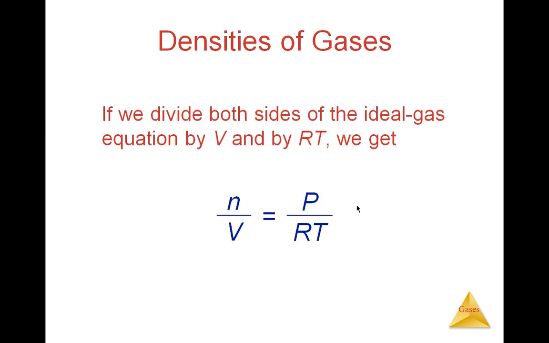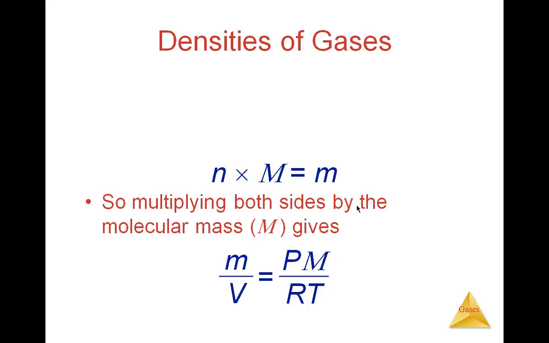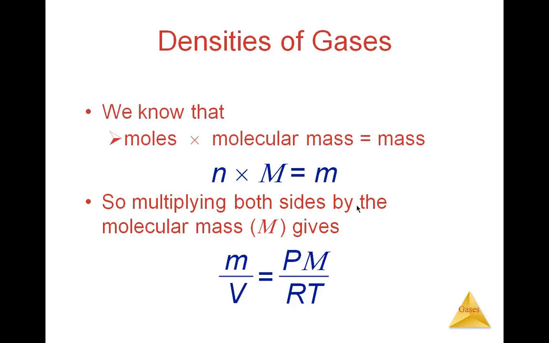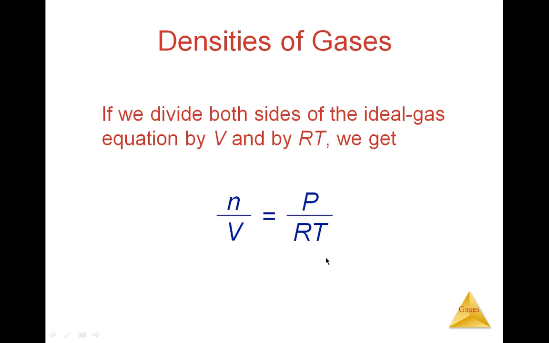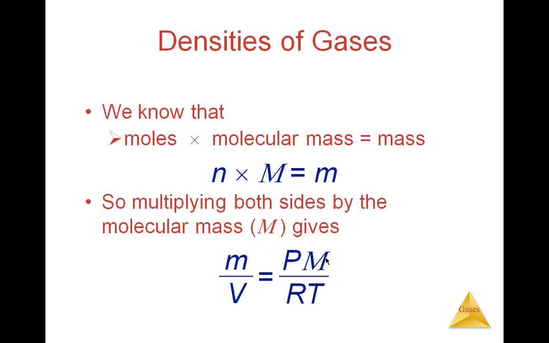All right, moving on. Density of gases. If we divide both sides of the ideal gas equation by volume and by RT, we can get this form of the equation. We know that moles times molecular mass, otherwise known as molar mass to most of you, equals mass. So by multiplying both sides by the molar mass M, it gives you this equation. It's really important. I'm going to go back here to understand how we got from here to here.